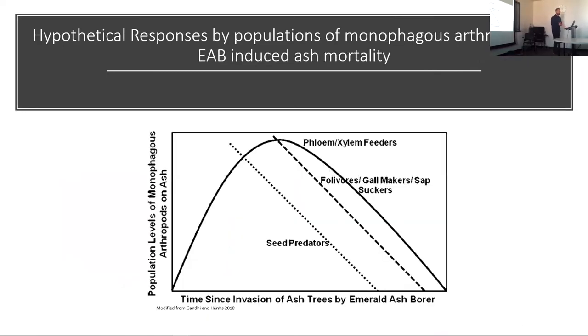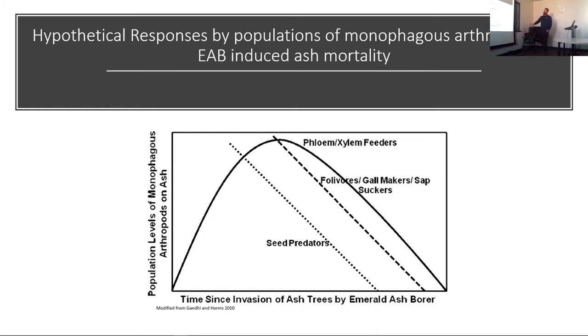Then they're also able to model the hypothesized response of these insects. So here we just pay attention to the bell-shaped curve. On the bottom, you have time since invasion of emerald ash borer, and you have the population level of these phloem feeders or xylem feeders or ash bark beetles. Like I said, they can't reproduce in perfectly healthy trees. They need dead and dying trees to reproduce. And so I have traps up there. In a few years, I'll give you an answer to this.